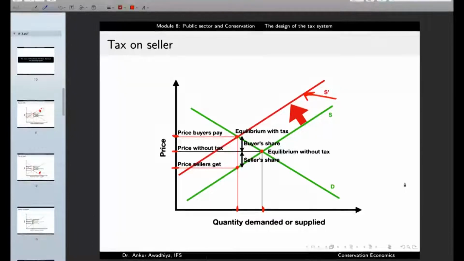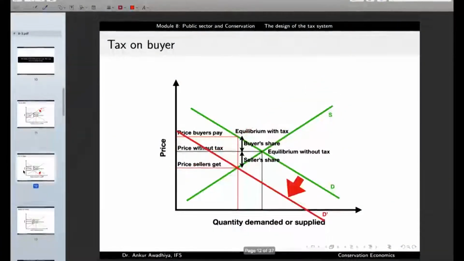So in short, what is happening here is that even though a tax has been imposed only on the sellers, we are observing that it gets distributed between the buyers and the sellers, and the market shrinks. There is now a lesser quantity of goods that are demanded and supplied in the market.